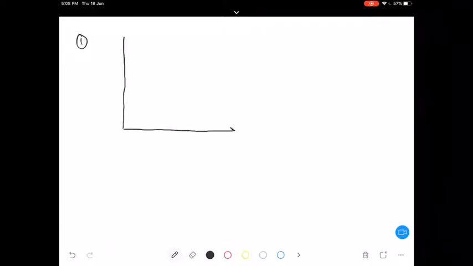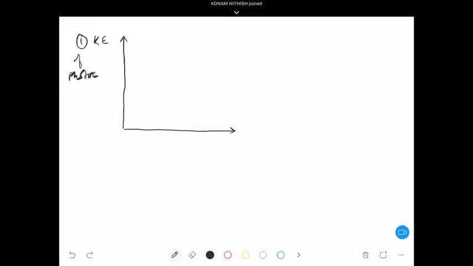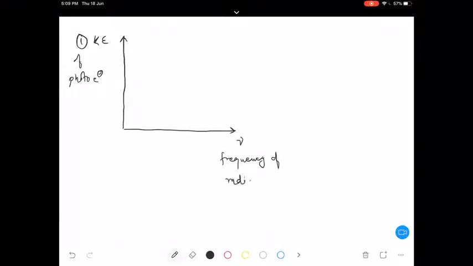I'll start with the first one here. Kinetic energy of that photoelectron versus frequency of incident radiation.